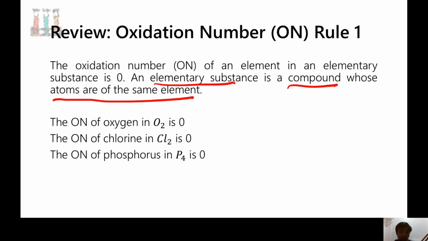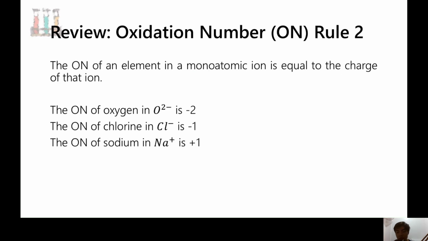Heteroatoms na yun eh. So, magkakaibang atoms na yun. So, we do not consider them as elementary substances. Okay? So, yun lang yung first rule. So, pag nakita nyo, same ng atom yan, then its oxidation number is automatically 0. Keep in mind. Okay, so let's have rule number 2.